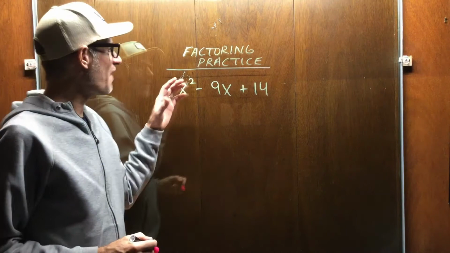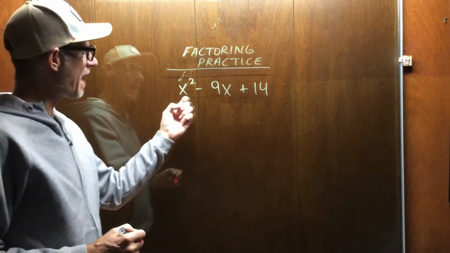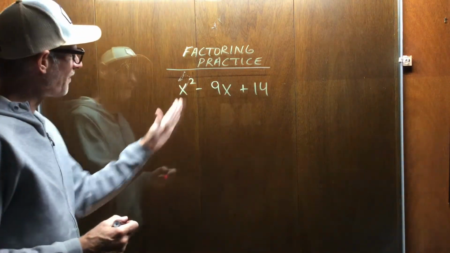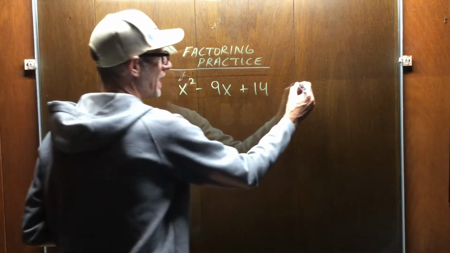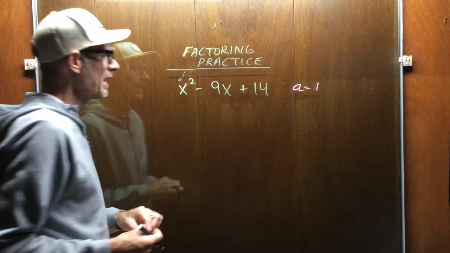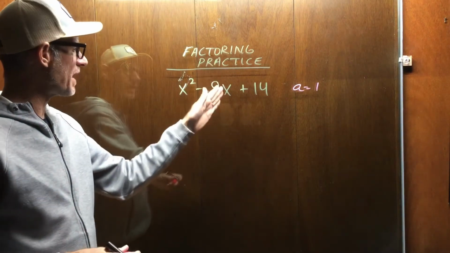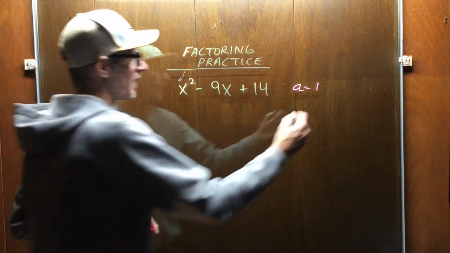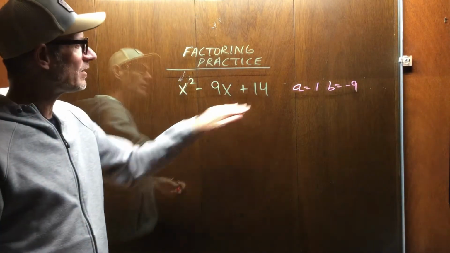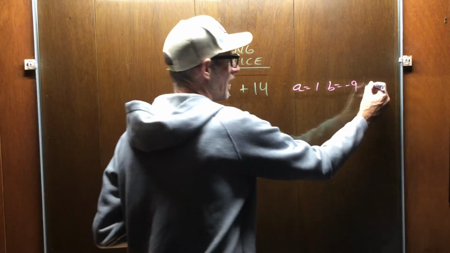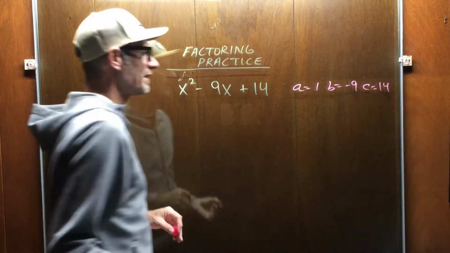In our final factoring practice problem, we have a trinomial. So if I find my x squared term and I look at the coefficient in front of it, I find out that my a is 1. If I find my x term and I look at the coefficient in front of it, I find that my b value is negative 9. And if I look at the constant term in the back, I find out that my c value is 14.